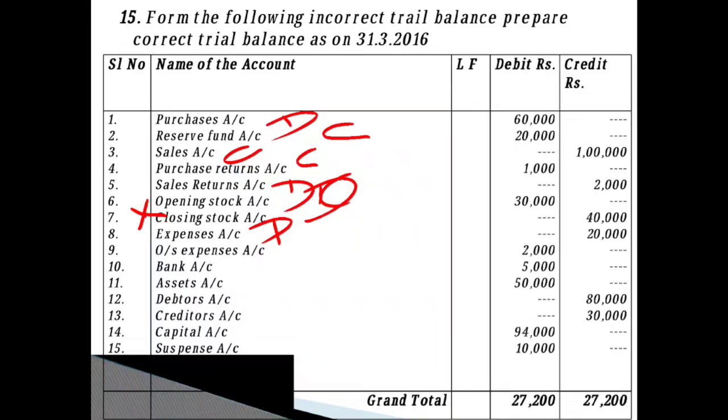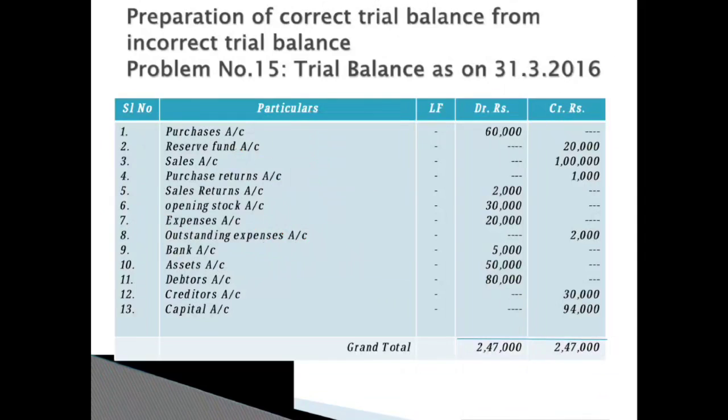The next you have outstanding expenses, which shows a credit balance because it is a liability. When it is a normal expense then it is debit because it is an expense. When it is an outstanding expense then it is a liability, which shows a credit balance. So eighth one, outstanding expenses, credit balance you should write.